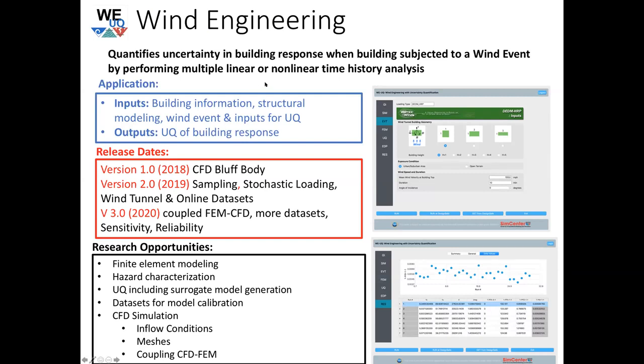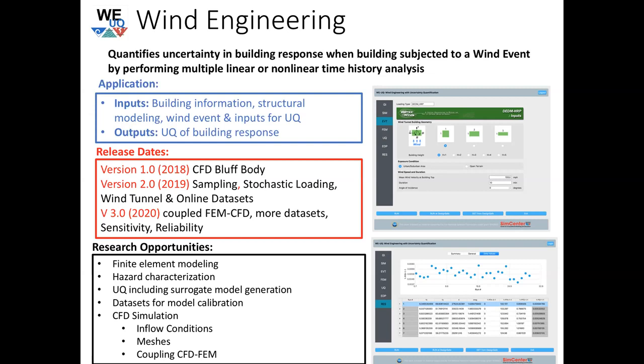So, the wind engineering tool itself. The important thing to note is this thing up here at the top. Basically, we're trying to quantify the uncertainty in the building response when that building is subjected to a wind event. We do this by performing multiple linear or nonlinear time history analyses. We're not dealing with analysis in the frequency domain. This is nonlinear or linear time history analysis.